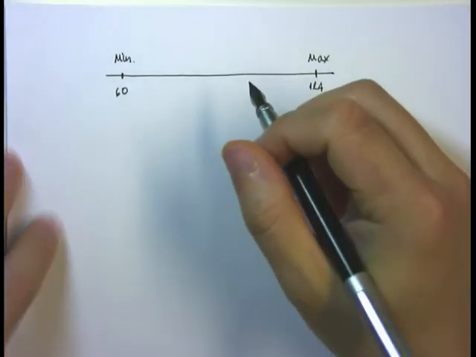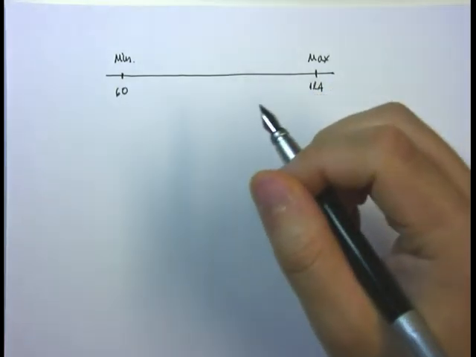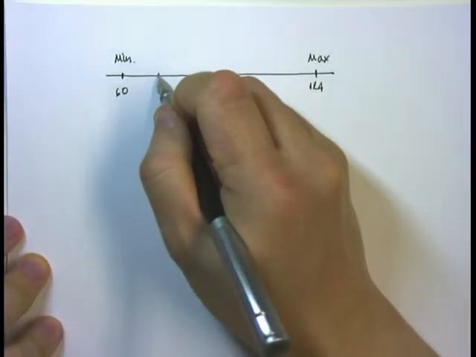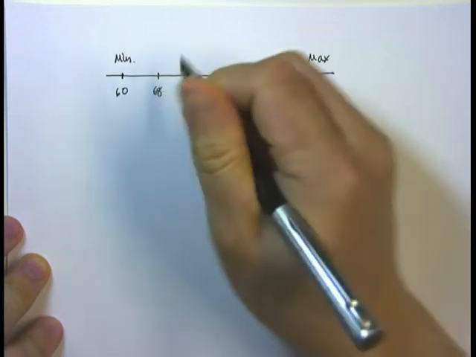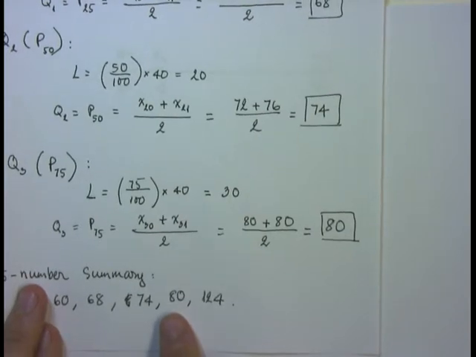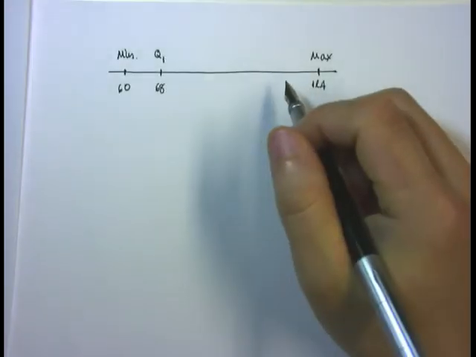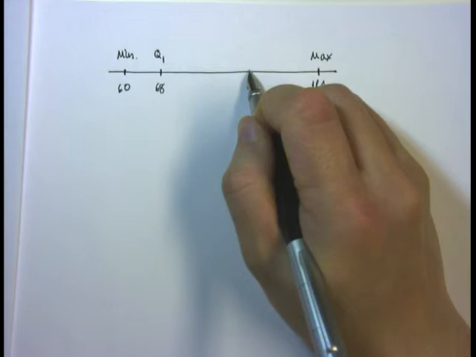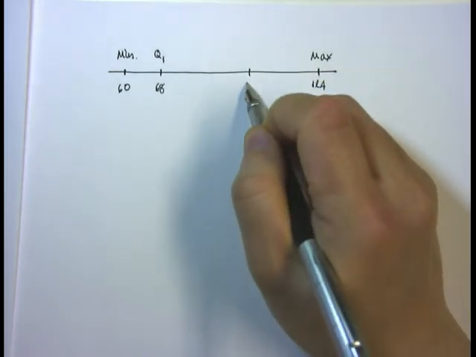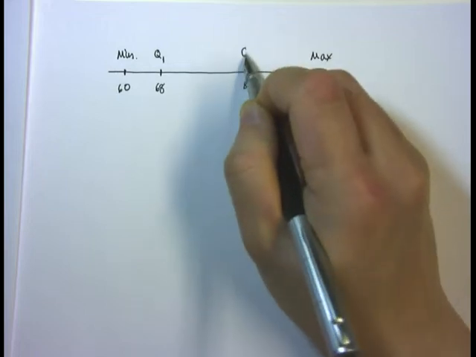So my Q1 value is a 68, which is much closer to 60. So now I'm putting it here. 68 is about there, and that is my Q1 as a label. And then Q3, my Q3 value is an 80. Okay, Q3 is an 80. And so you can see that Q3 is closer to the maximum value. So that's an 80. We're calling that Q3.